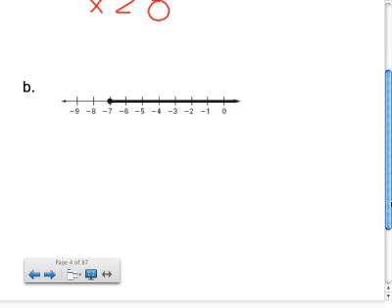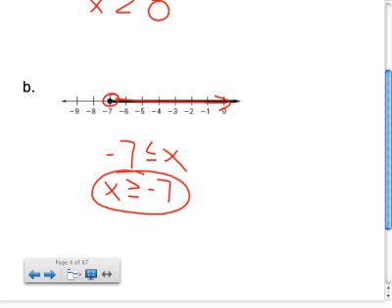In part B, notice at negative 7, that's my starting point. There's a closed circle, so that means we can equal negative 7, and now you notice we go to the right. So that means my number is greater than or equal to negative 7. In other words, negative 7 is less than or equal to my number, or you can write it as my number is greater than or equal to negative 7. Those are the same thing. As a matter of fact, I'll usually write it like this, because I always like my variable on the left-hand side.